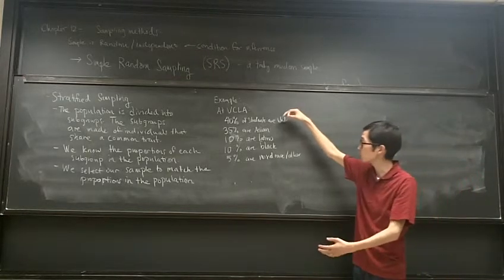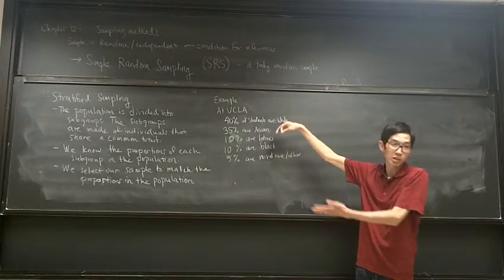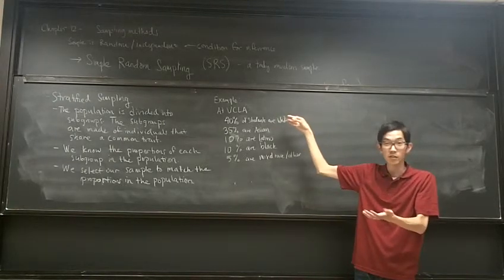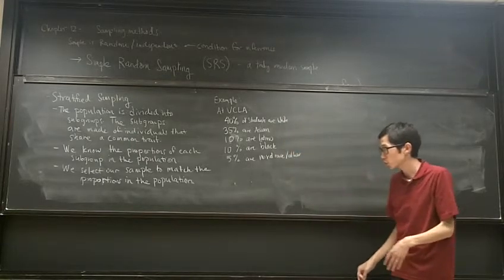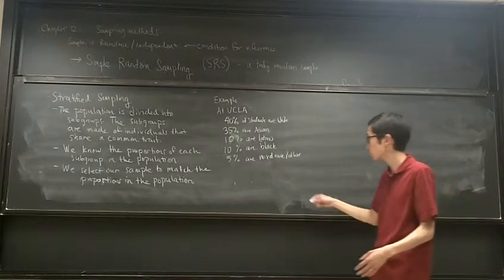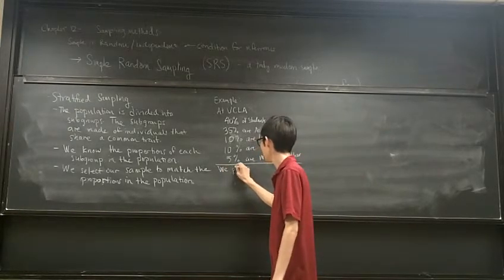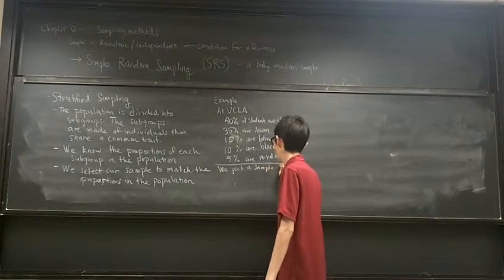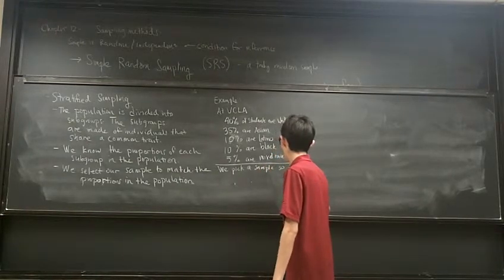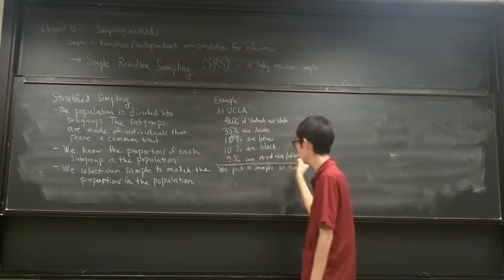So we've got subgroups, and in the subgroups, the students share a common trait. In this case, it's their race or ethnicity, okay? So race is the shared trait. And so when we pick a sample, we pick it so that the sample has the same proportions that exist in the population.